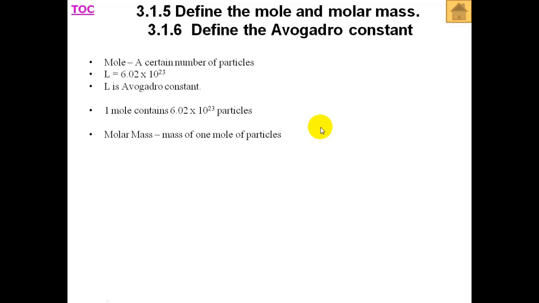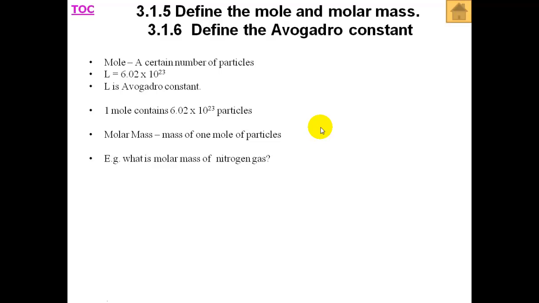The molar mass is the mass of 1 mole of those particles. For example, what is the molar mass of nitrogen gas? Well, nitrogen has an atomic mass of 14, so what is the molar mass of 6 times 10 to the 23 lots of 14? It will weigh 14 grams.